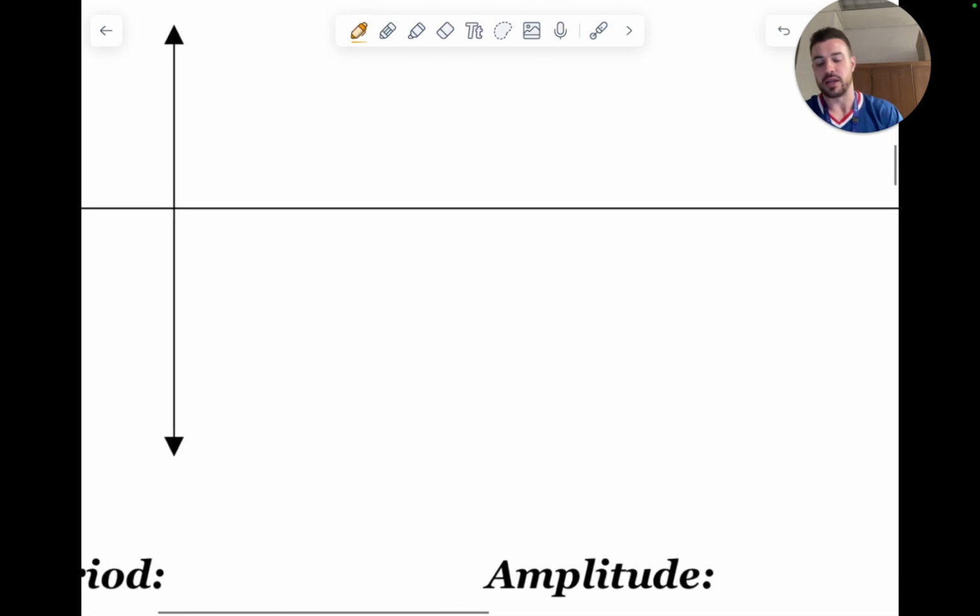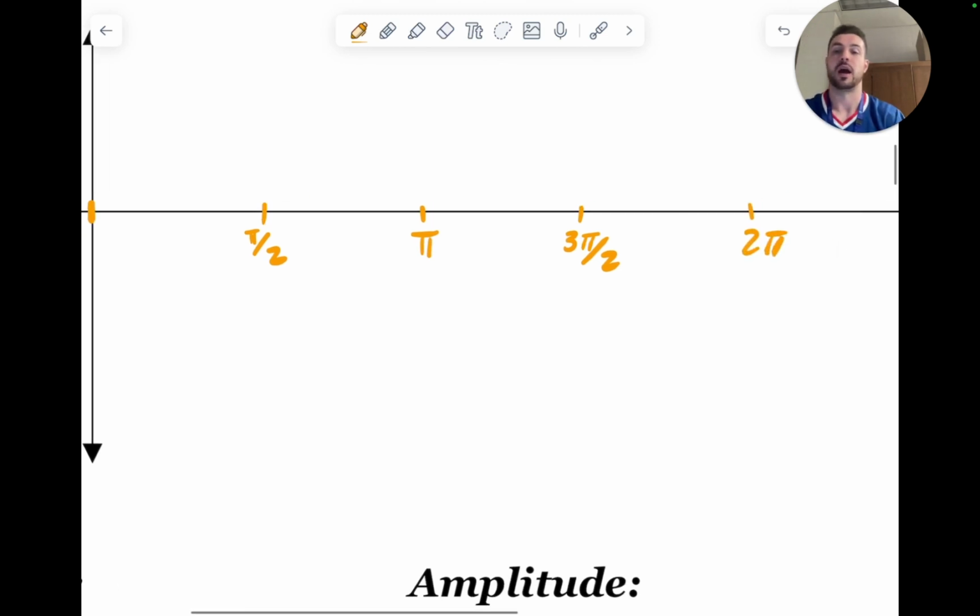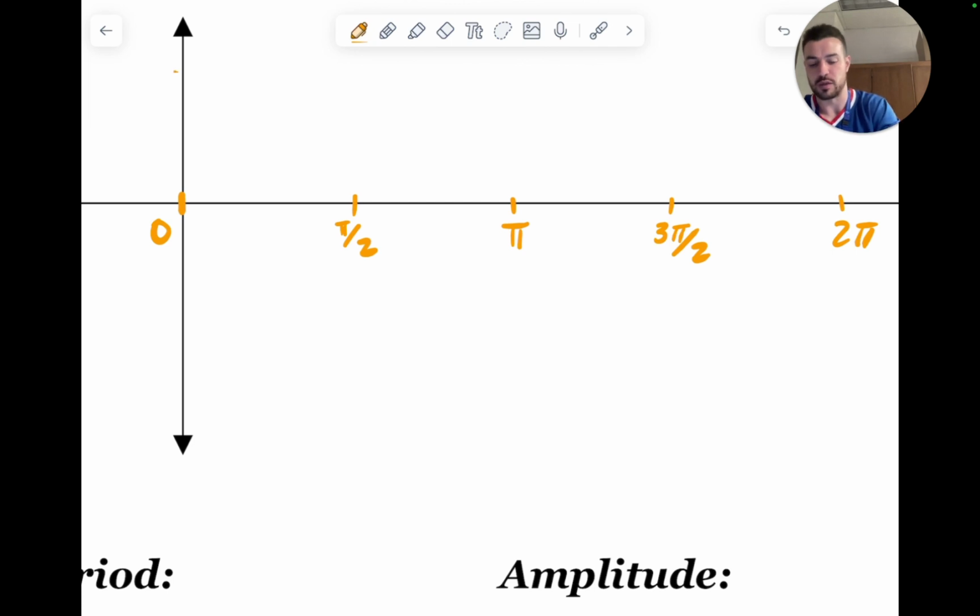We've got our input values on our x-axis, or horizontal axis, if you will. We have 0, pi over 2, pi, excuse me, that should be a pi, 3 pi over 2, and then 2 pi at the end. Our output values really fluctuate between +1, 0, and then -1. So those are the only values we're going to need on there.